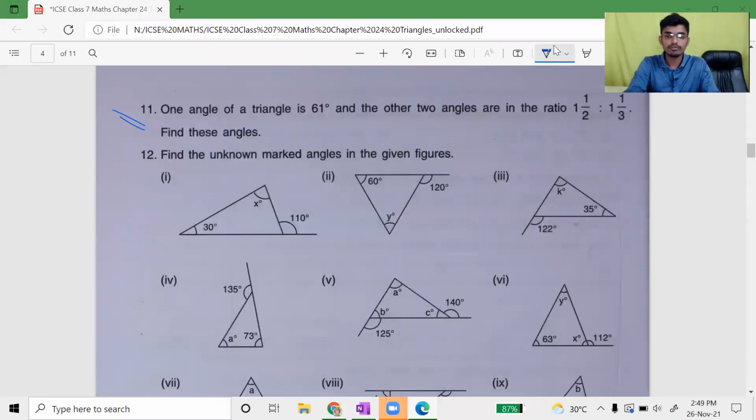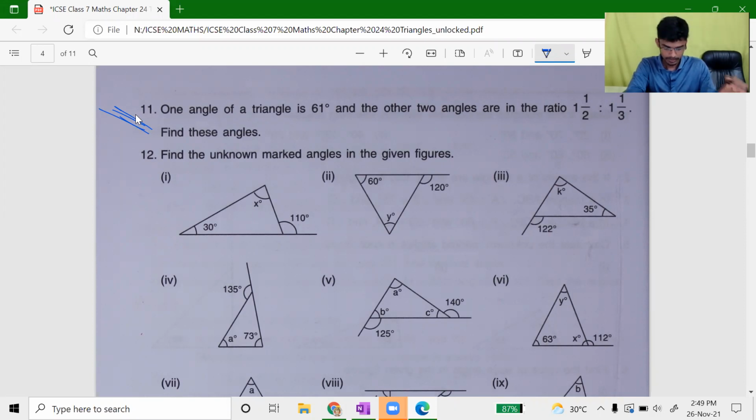Okay, so today we will start with question number 11, which we left out in the previous lecture. Joshua, will you read out the question for me? One angle of a triangle is 61 degrees and the other two angles are in the ratio 1½ is to 1⅓.